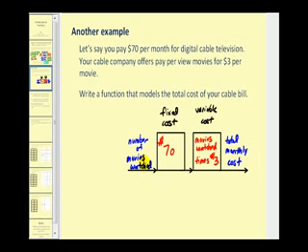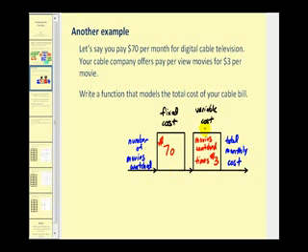So for example, if you watched 10 movies in one month, you'd have to pay $70 plus 10 times $3 or $30, which would give us a total cost of $100 for that month. If you watch 20 movies in one month, you'd have $70 plus 20 times $3, which would be $60. $70 plus $60 would equal $130.